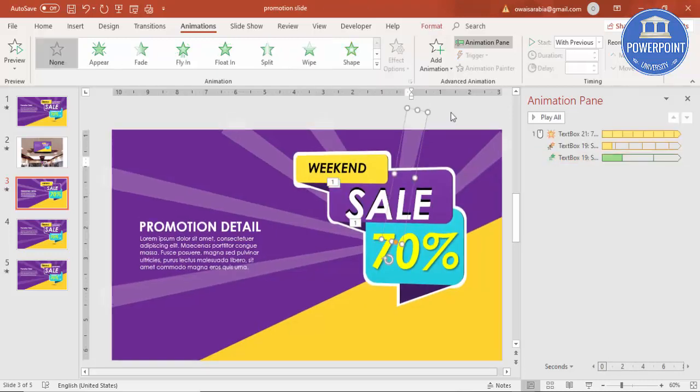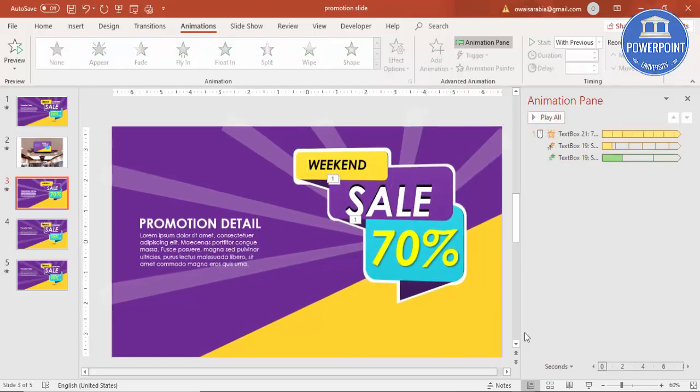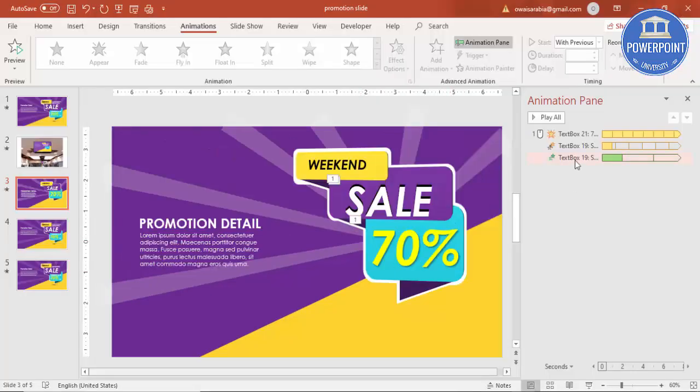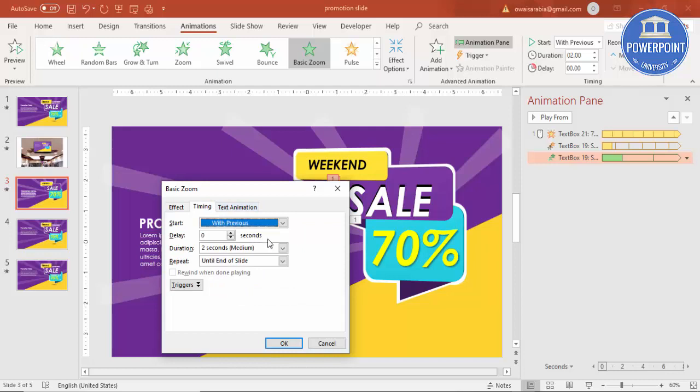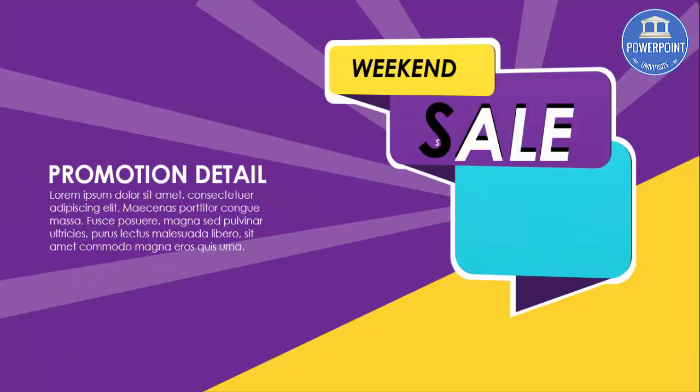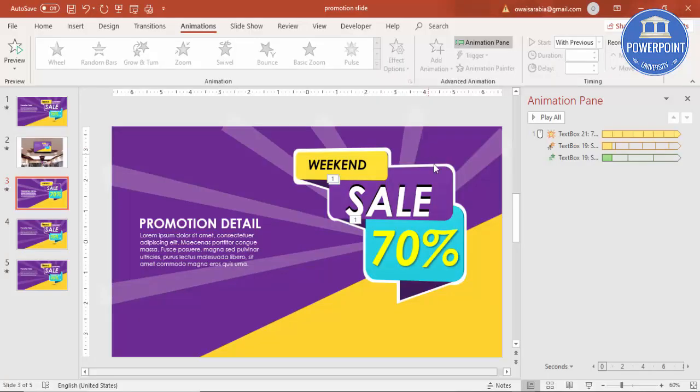So let's see how it looks in the slideshow. When I click, you can see here it's coming something like this. If you want the sale is very slow, I can make it faster also. So let's see now. When I click, sale 70% off. So this looks okay.